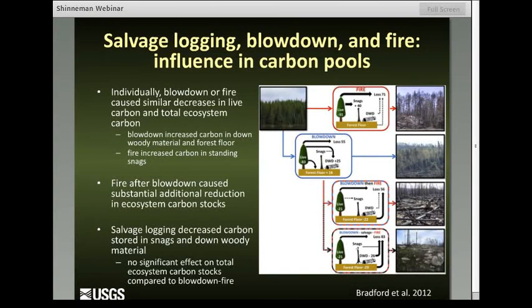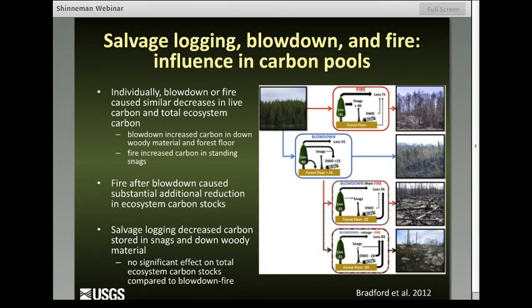In a companion study, we also looked at the influence of these interactions on carbon pools, and what we found was that individually blowdown or fire caused similar decreases in live carbon and total ecosystem carbon. The blowdown increased carbon in down woody material in forest floors, as you might expect, whereas fires retain more carbon in standing snags. Fire after blowdown also caused a substantial additional reduction in ecosystem carbon stock. So compared to just the blowdown alone, fire removed a lot of carbon from the system.